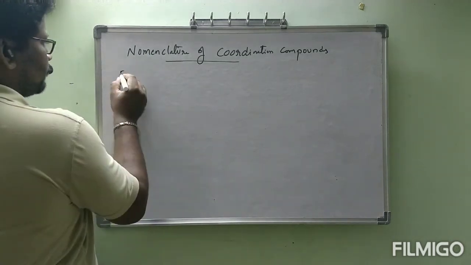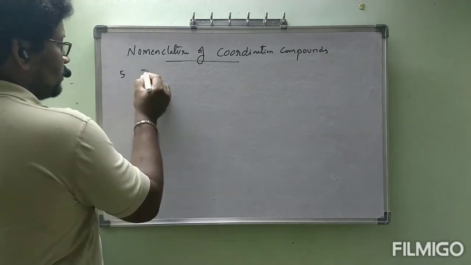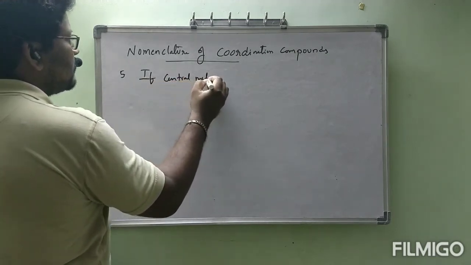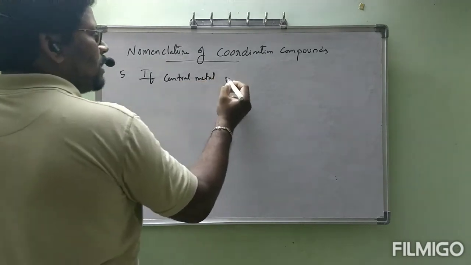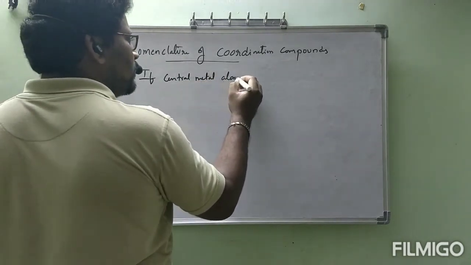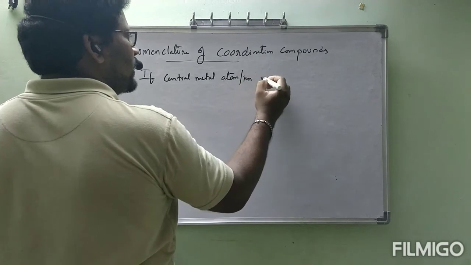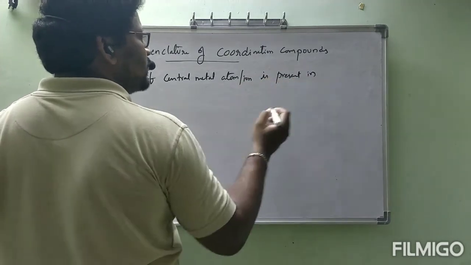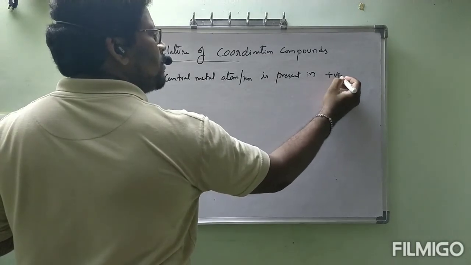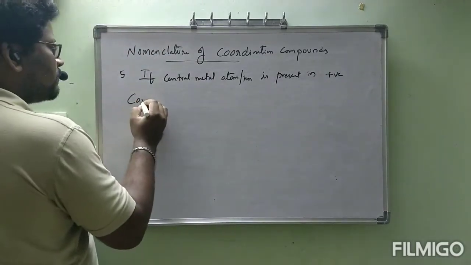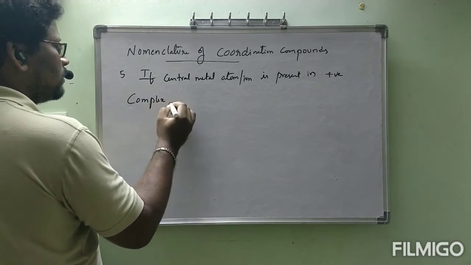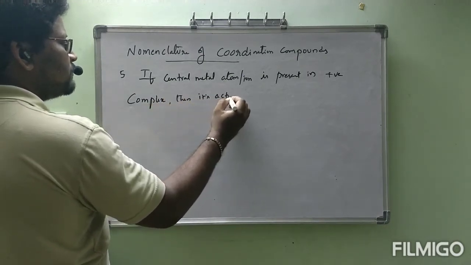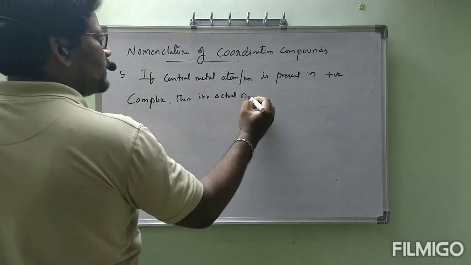Fifth one. If the central metal atom or ion is present in a positive complex, then its actual name will be written.